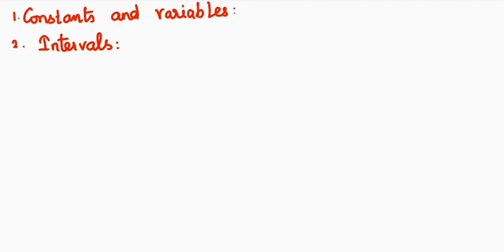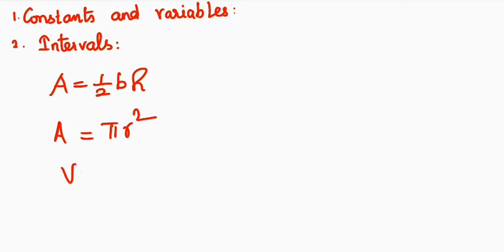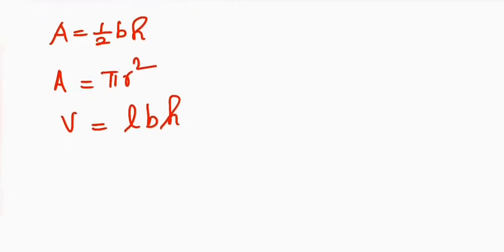Second one, intervals. So first we'll take the first topic, constants and variables. To explain this, I'll take three examples. One is the area of the triangle, that is half into BH. The next one, area of the circle, pi r square. And the third one, volume of the cuboid, that is length into breadth into height. On these examples, we are going to discuss which are constants and which are variables.